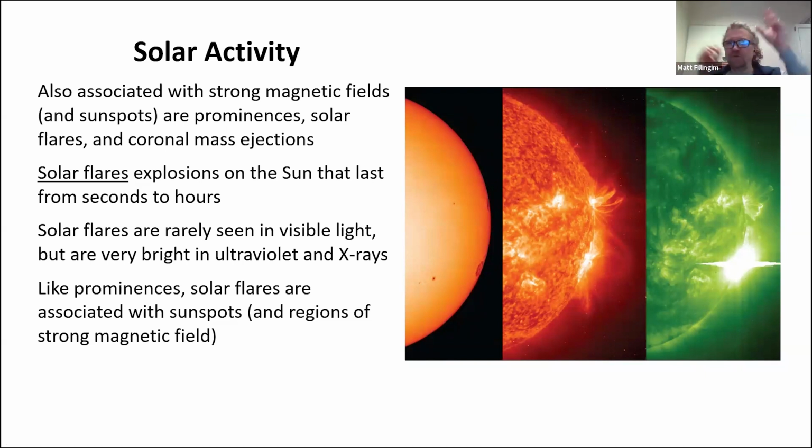And it's actually so bright that it sort of overwhelms the detector. And you see these weird spikes coming to the side. That's not real. That just means it's really, really bright. It's overwhelming the camera that's looking at it.